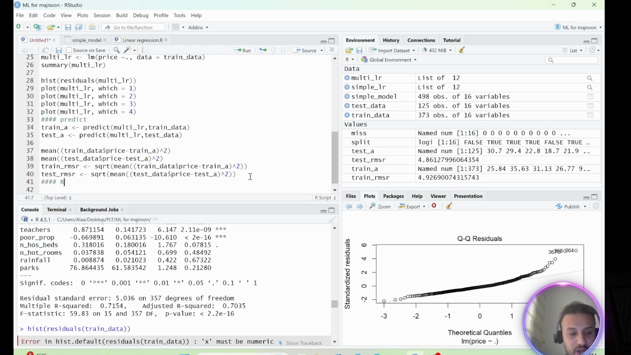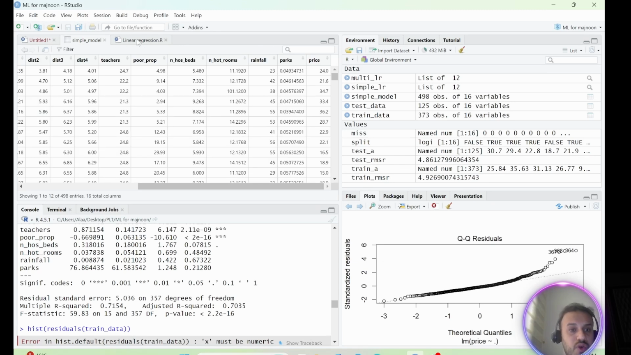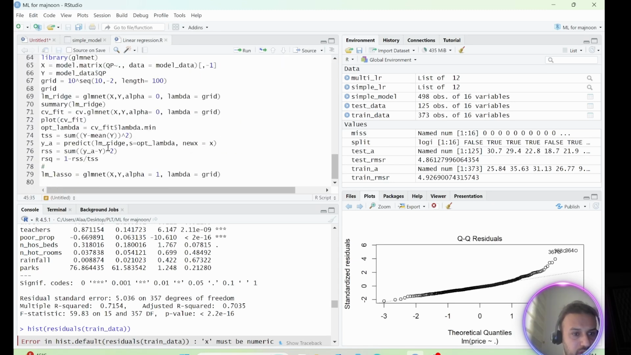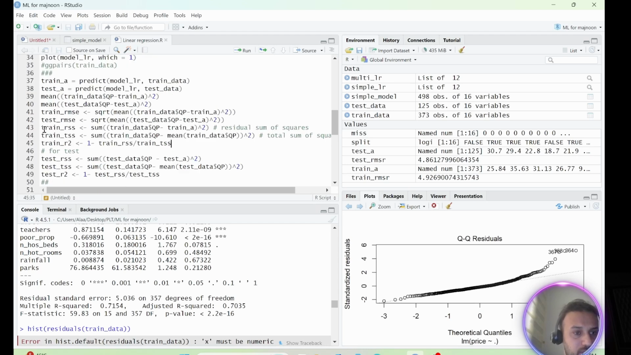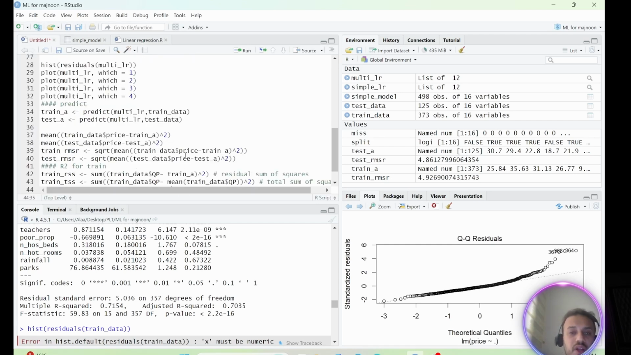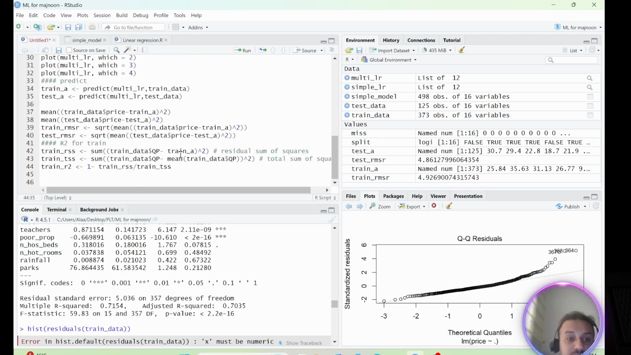Let's check the r square for train first, and check if it gives me the same value as the model gives me. So I'm going to take the equation directly from here. This is train RSS. And if you don't know what this equation for calculating the r square is, please go back to the previous video where we talk in more detail.